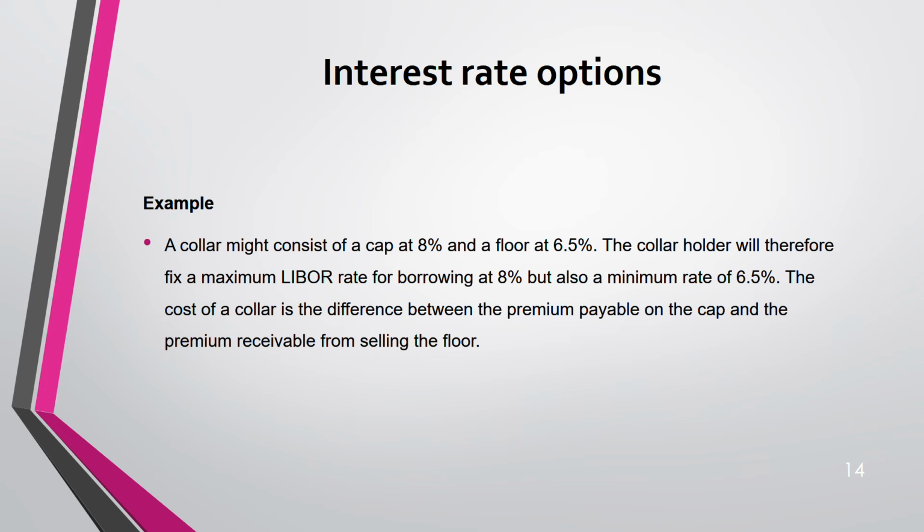That means your fixed maximum rate for borrowing is 8%, minimum is 6.5%. Okay, and for the cost of the collar is what? The premium that you have to pay. That is how much premium you have to pay for the cap, how much premium you are going to receive from selling the floor.